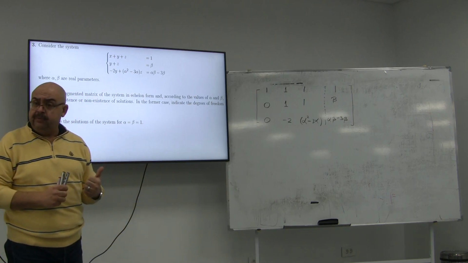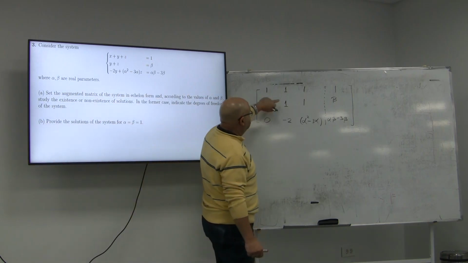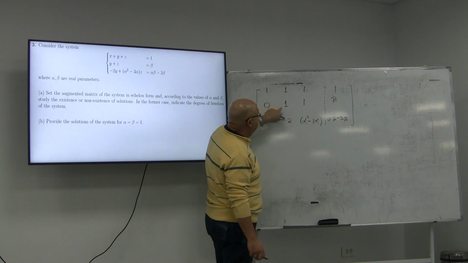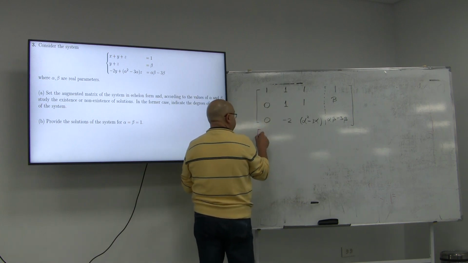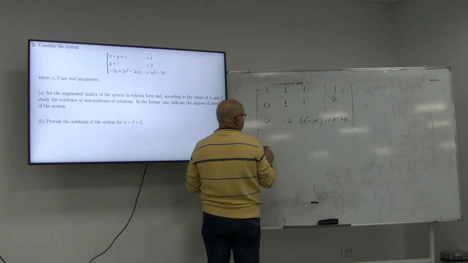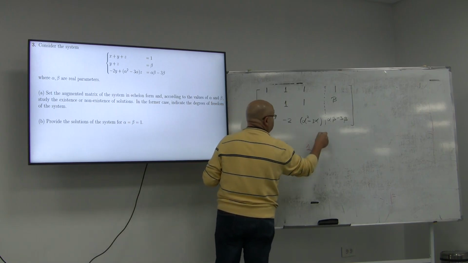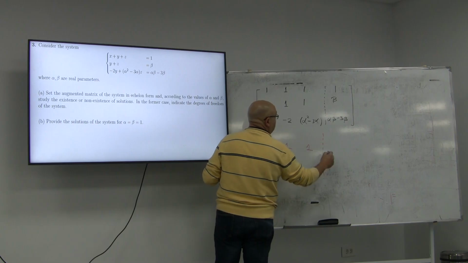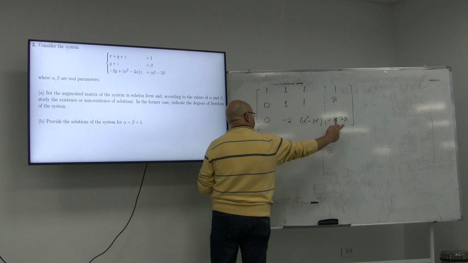How to get it on echelon form? Simply, I will multiply by 2, then add it to the last row. Once you do this, you will find the matrix in this form: 0, 1, 1, beta, times 2, then adding it to the third row.